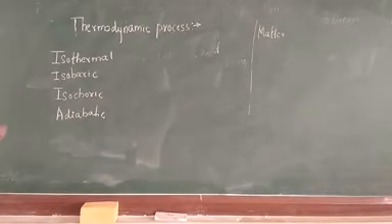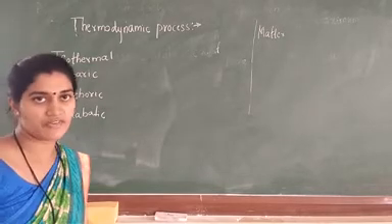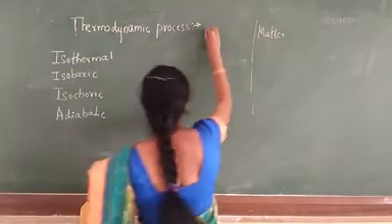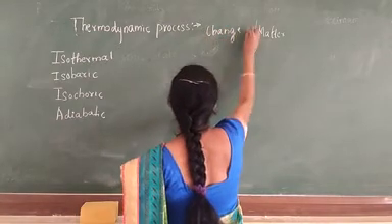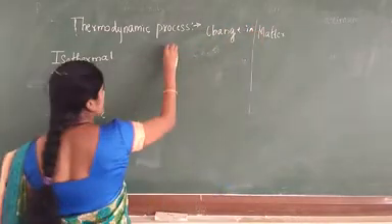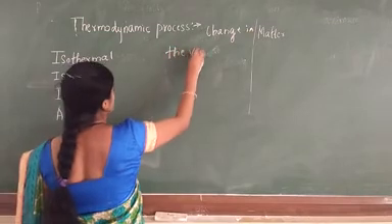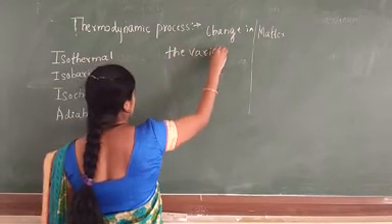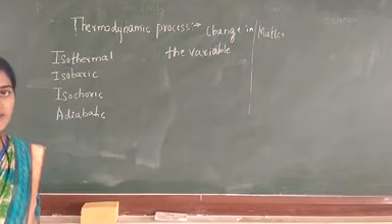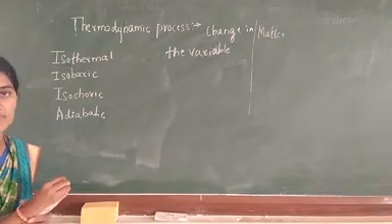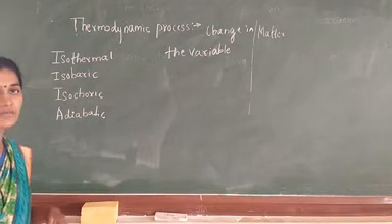Thermodynamic process. In a thermodynamic process, there will be a change in the variables. When there is a change in the variables, we call it a thermodynamic process. The variables that change are temperature, pressure, volume and so on.